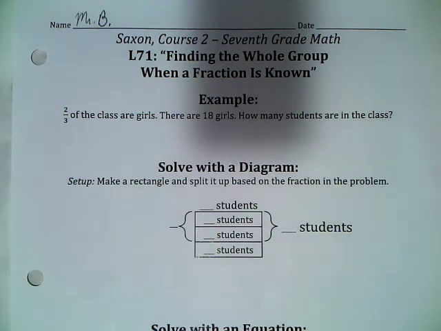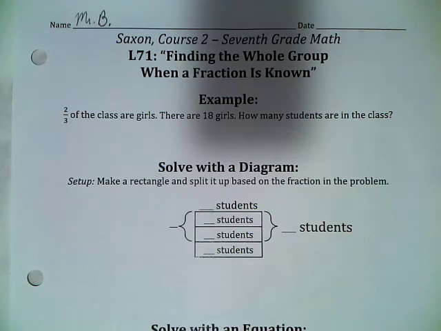This video is over lesson 71, finding the whole group when a fraction is known. So, ladies and gentlemen, we're going to start by taking a look at an example. 2/3 of the class are girls. There are 18 girls. How many students are in the class?